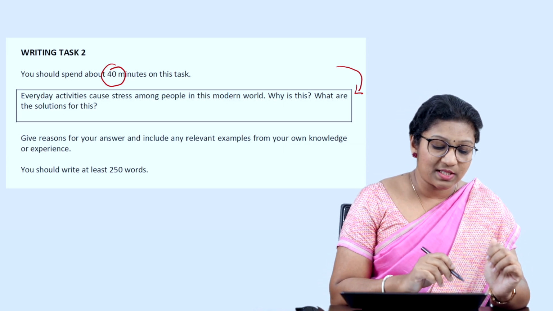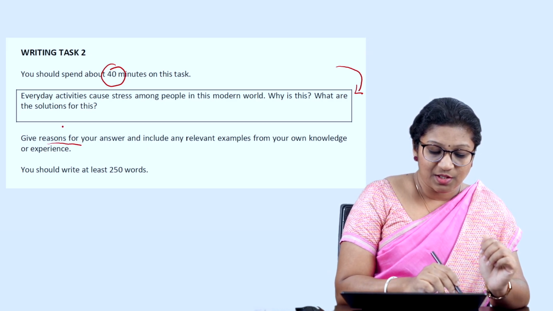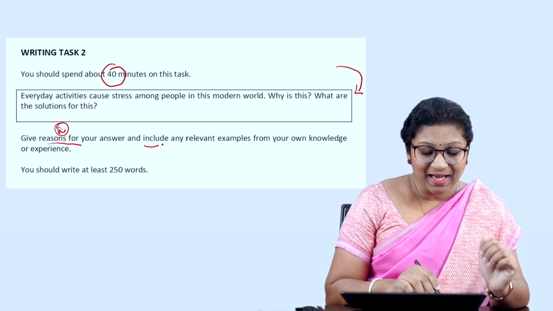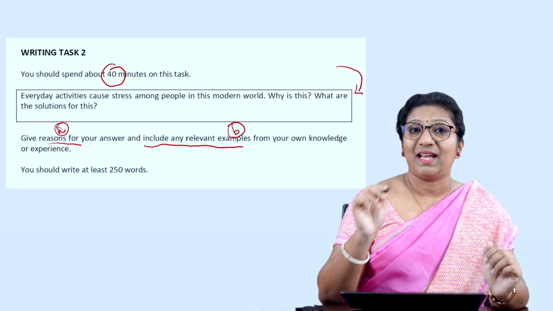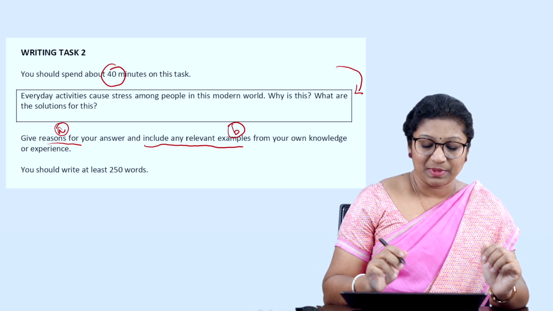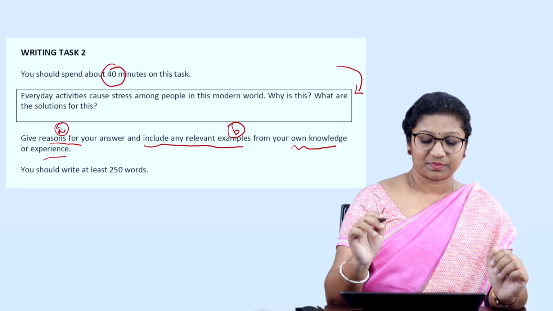The first one is to give reasons for your answer. So one is you have to give reasons. 2 is include any relevant examples. So you also have to in your essay include relevant examples from your own knowledge or experience.